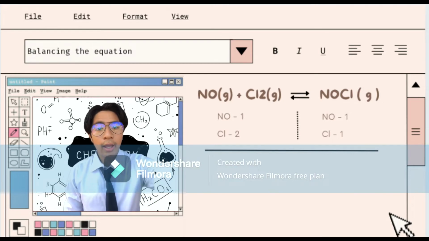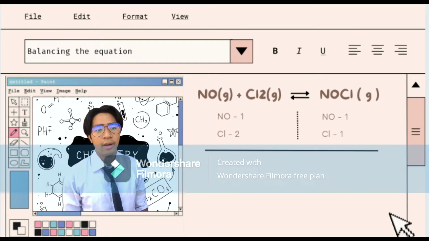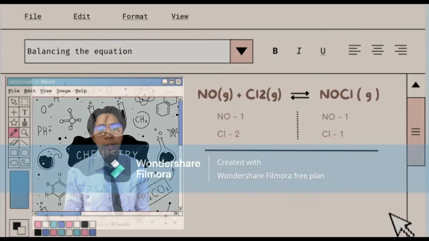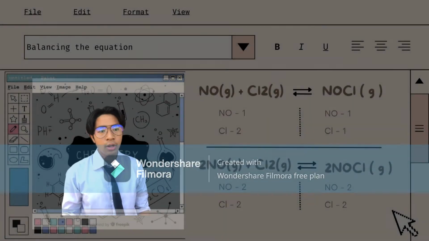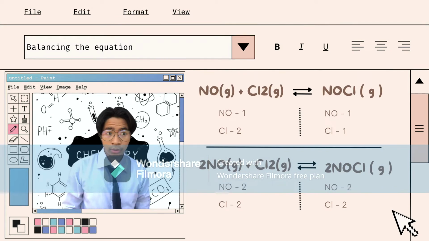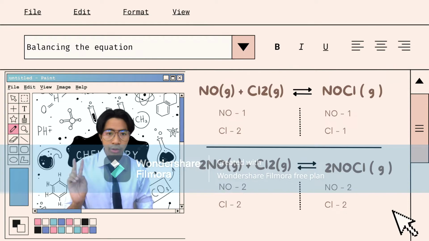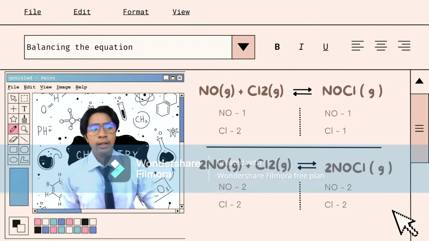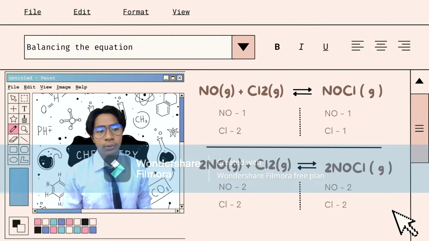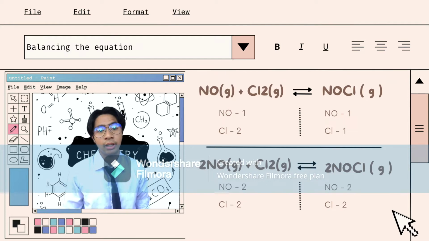Now in here, NO has 1 and Cl has 2, and for the product side, we have NO with 1 and Cl has 1. And for us to balance the equation, we need to add 2 as NO's numerical coefficient. That would result to NO equal to 2, Cl equal to 2, and to balance the product side, we need to add 2 on NOCl. And this would result to NO2 and Cl2. Now, the equation is balanced, we can now proceed to the law of mass action expression.